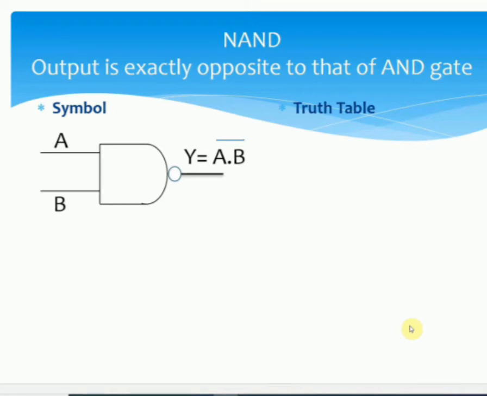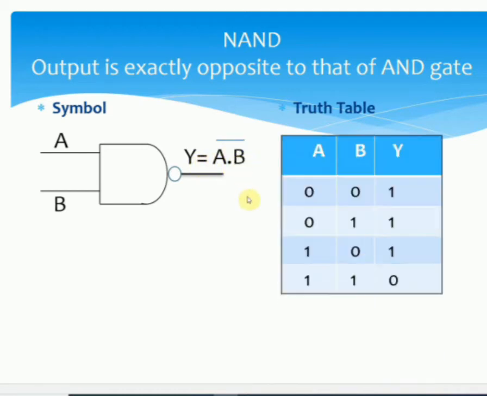Now we'll go for the next gate, that is a NAND gate. The NAND represents not AND. So in the symbol also you can see that there is one bubble at the output of the AND gate which represents the inversion operation. Now this is a two input NAND gate. A and B represent the input and the Boolean expression is given by Y is equal to (A dot B) bar. Now let us discuss the truth table for NAND gate.